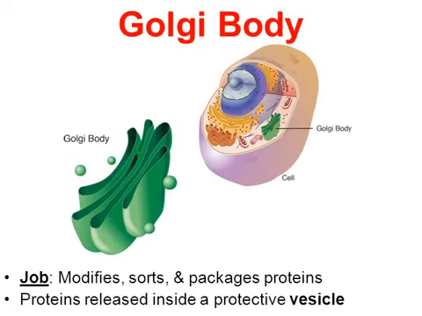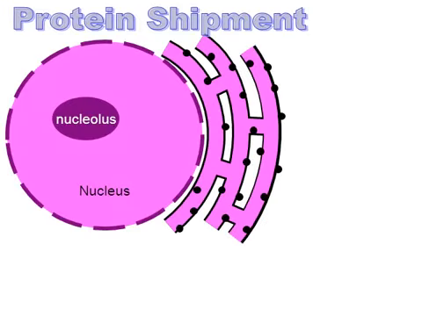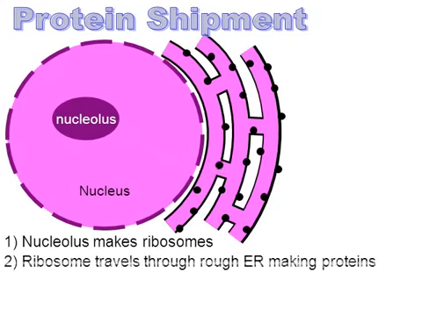And so let's go ahead and review what we've learned really quick. When we look at the process of shipping out a protein, in our animation we can see the nucleolus is releasing a black dot. That black dot represents a ribosome. So the nucleolus makes a ribosome. Notice that ribosome then travels through that rough ER, that system of tubes and tunnels. So the ribosome is traveling through the rough ER making a protein.